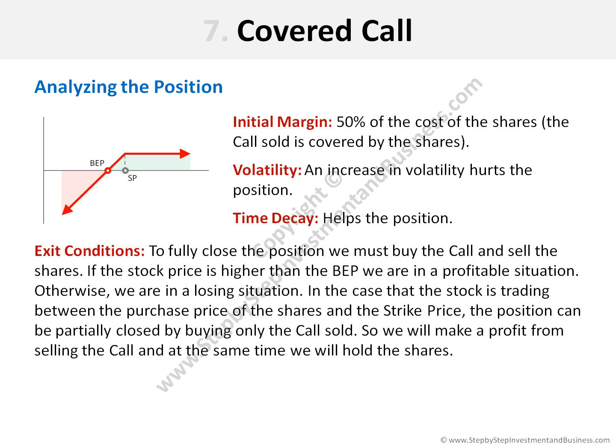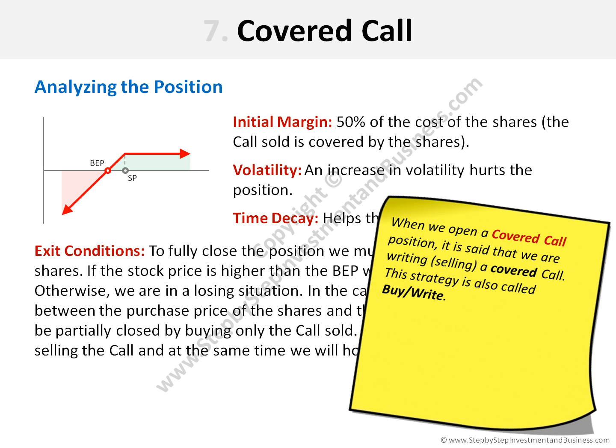With respect to exit conditions, to fully close the position, we must buy the call and sell the shares. If the stock price is higher than the break-even point, we are in a profitable situation. Otherwise, we are in a losing situation. In the case that the stock is trading between the purchase price of the shares and the strike price, the position can be partially closed by buying only the call sold. So we will make a profit from selling the call, and at the same time, we will hold the shares. This will be analyzed next.